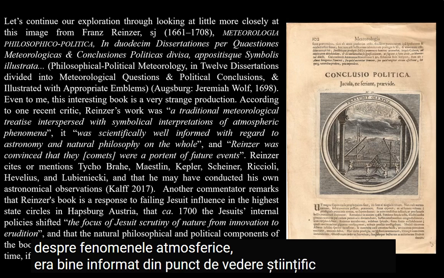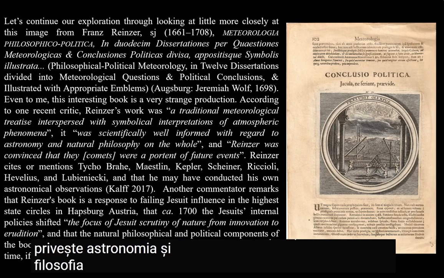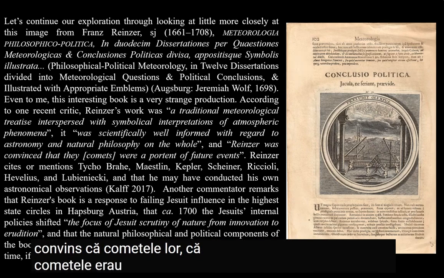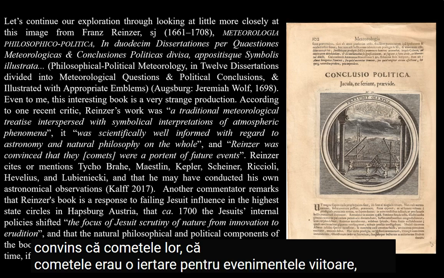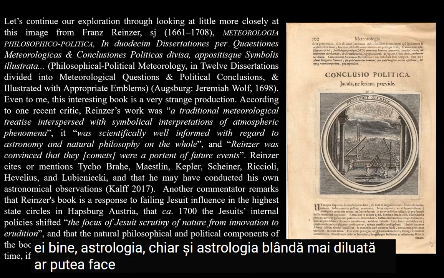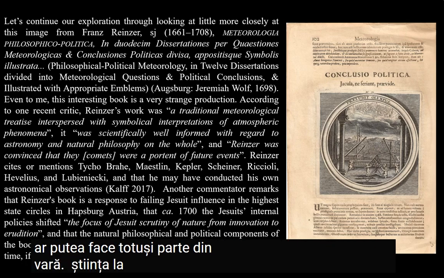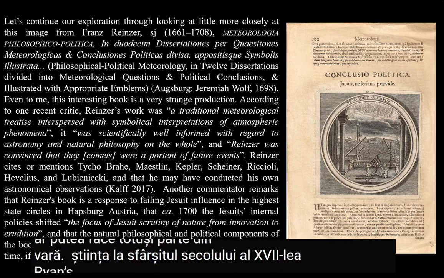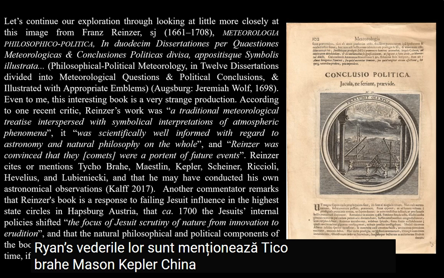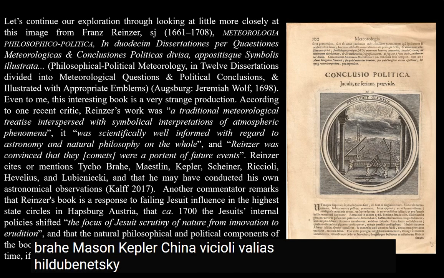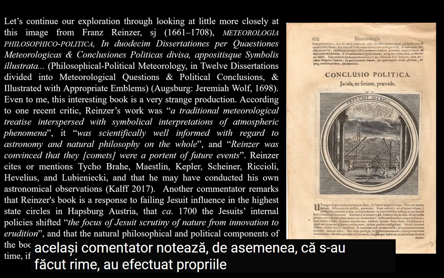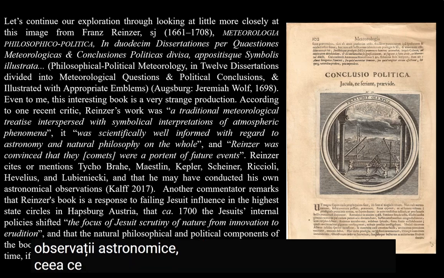It was scientifically well informed with regard to astronomy and natural philosophy on the whole, and Reinzer was convinced that comets were portents of future events. Well, astrology, even mild watered-down astrology, could still be a part of some science in the late 17th century. Reinzer cites or mentions Tycho Brahe, Maestlin, Kepler, Scheiner, Riccioli, Hevelius, and Lubieniecki. The same commentator also notes that Reinzer may have conducted his own astronomical observations, which to me increases the value of his work.